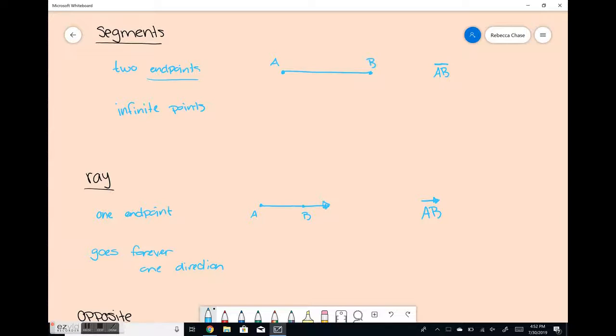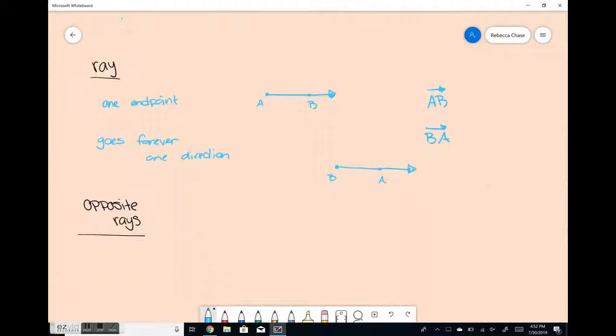So I couldn't have labeled it like this, because if I did that, then I would have a ray where the endpoint was B and the point that it went on forever towards was A. So that direction is really important when you're naming it and when you're drawing it.